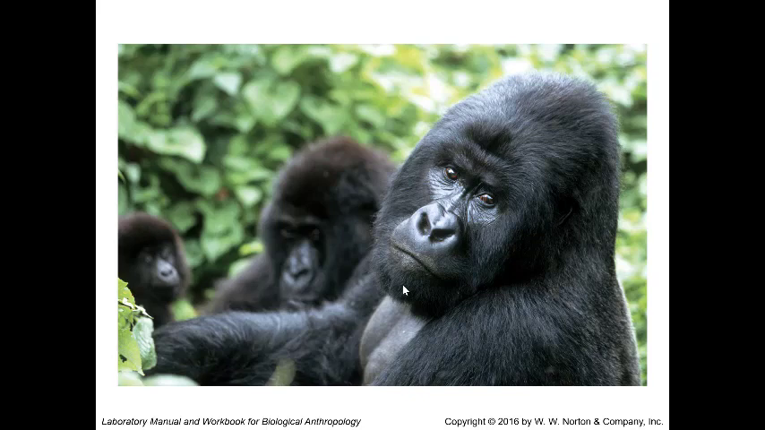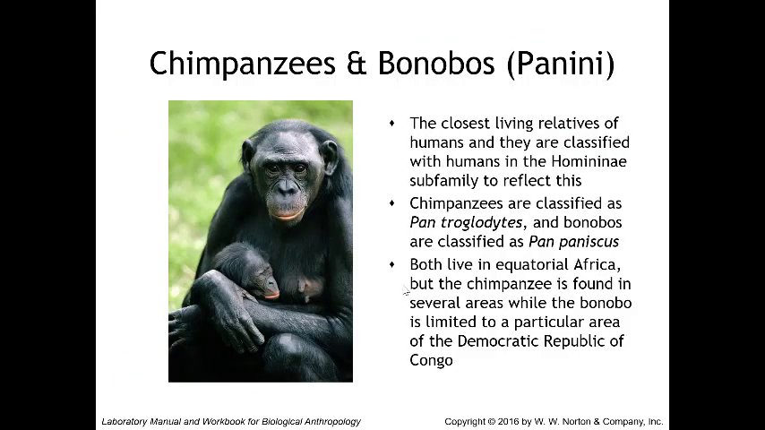Next, we have chimpanzees and bonobos. So the closest living relatives of humans are the chimpanzees and bonobos, and they are classified with humans in the Hominoidea subfamily to reflect this. Chimpanzees are classified as Pan troglodytes, and bonobos are classified as Pan paniscus.